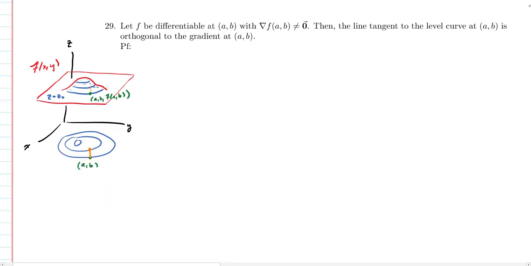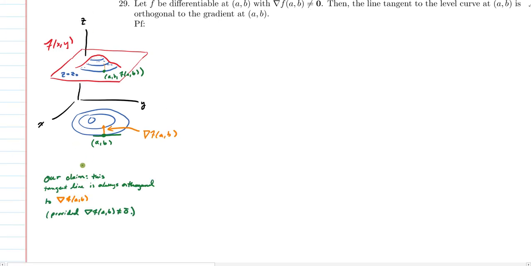So let's put a tangent line on this particular level curve passing through the point (a, b). So there's that tangent line. And our claim is that this green tangent line that's tangent to this blue level curve here is always orthogonal, always perpendicular to this gradient vector. So again, this vector is the gradient of f at the point (a, b). Here we've got our claim that this tangent line is always orthogonal to that gradient vector, provided the gradient vector isn't the zero vector.